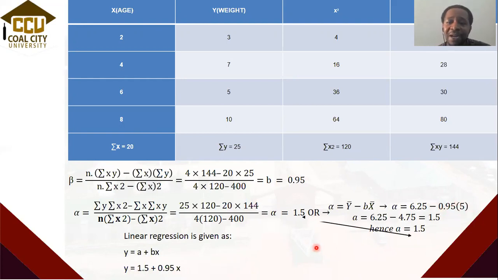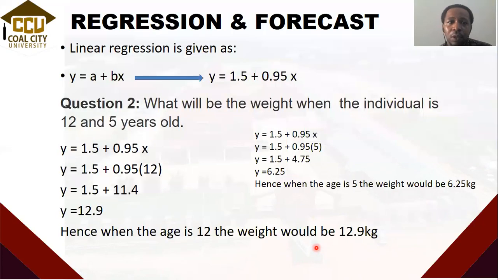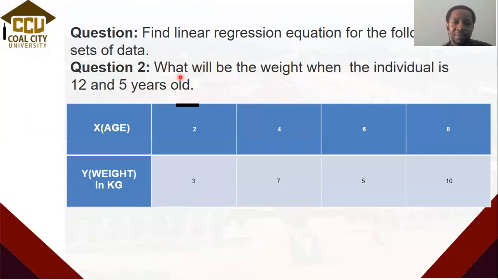Now, another important aspect of regression, as we pointed out earlier, is that with the help of regression you can make forecasts. Let's say you're asked to find the weight of the child when the child is 12 years old, or when the child is 5 years old. This is part B of the question: what will be the weight when the child is 12 years and when it is 5 years?